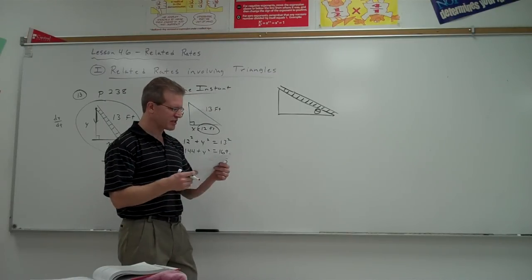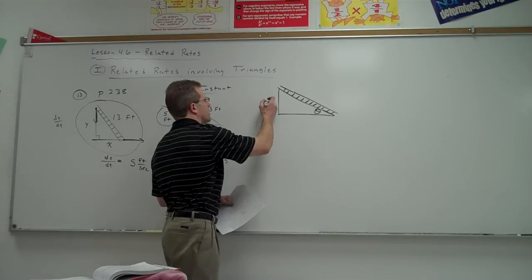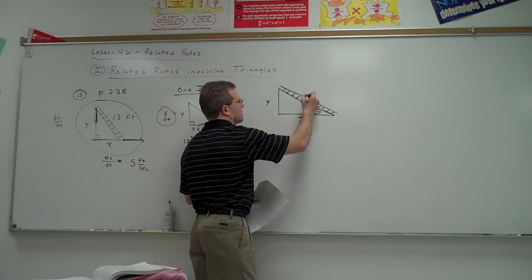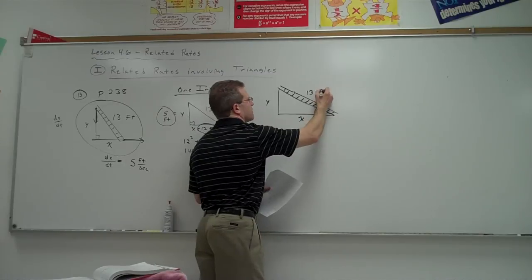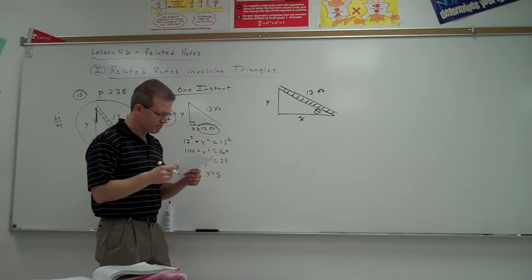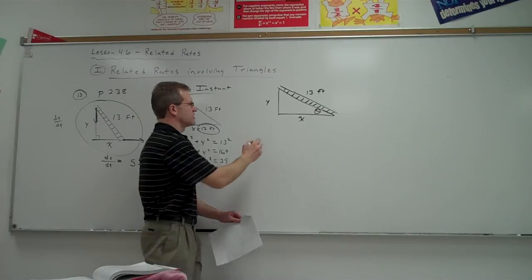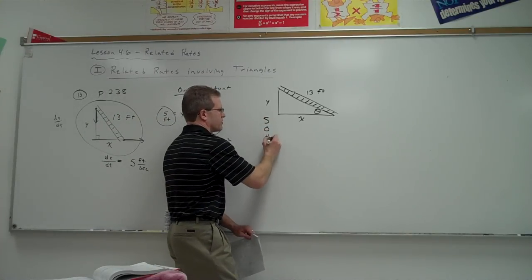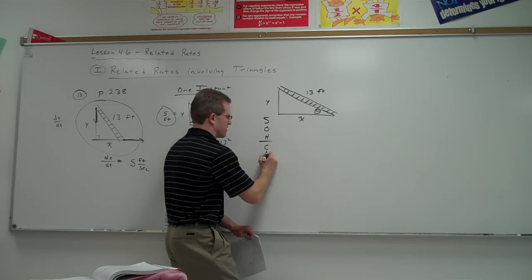Let's go ahead and write an equation that involves theta. This is y. This is x. We know this ladder's 13 feet long. There are different ways you could do this because we have our trig rule, SOHCAHTOA.